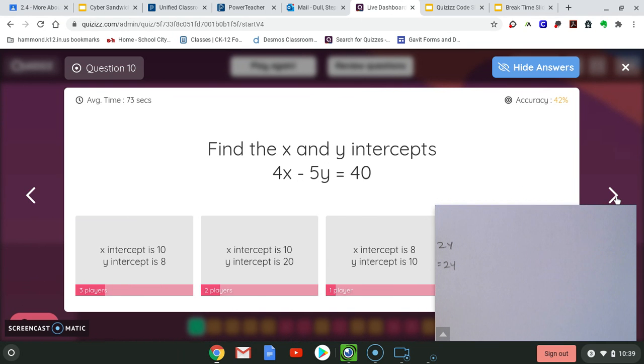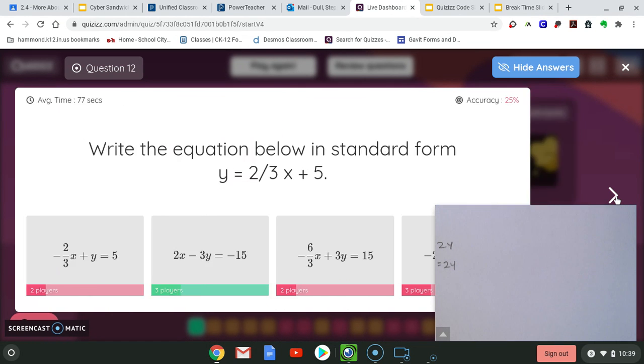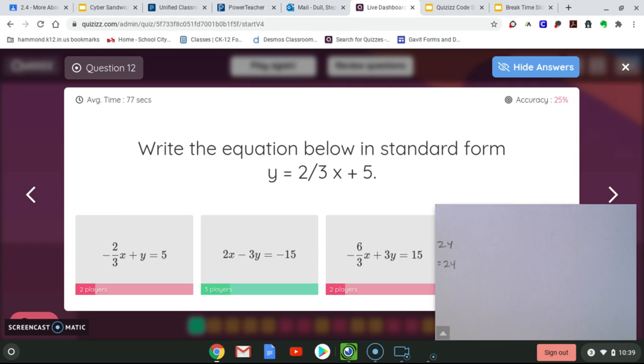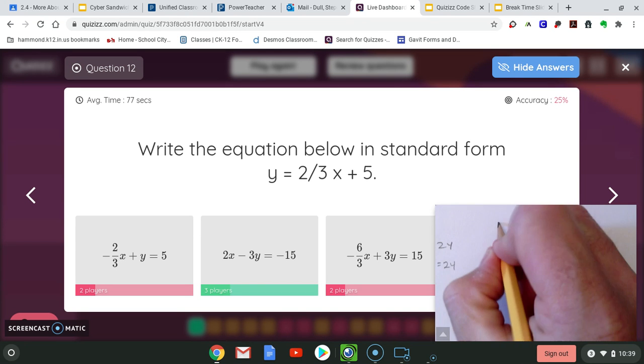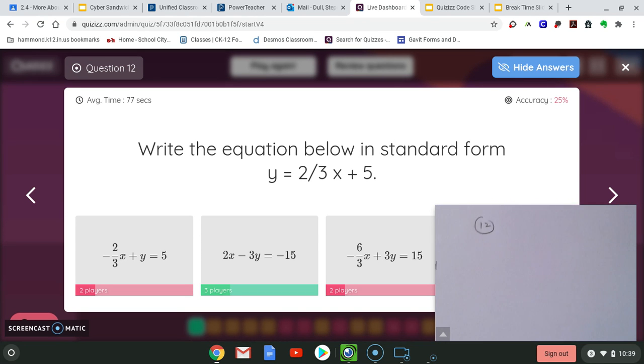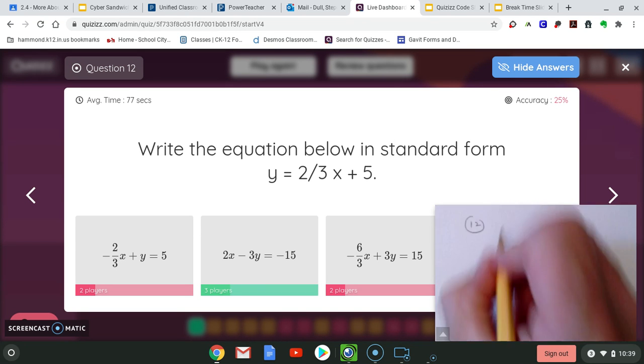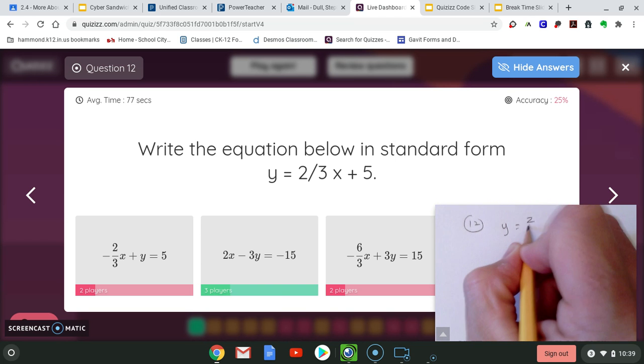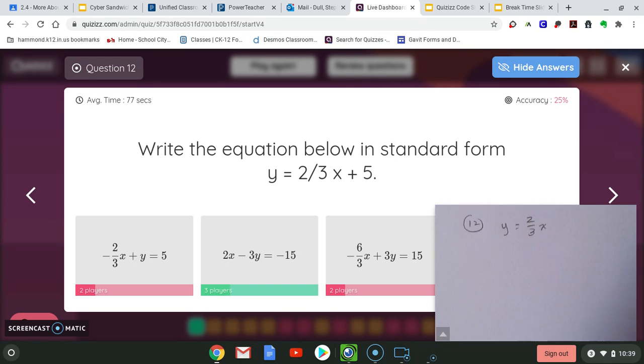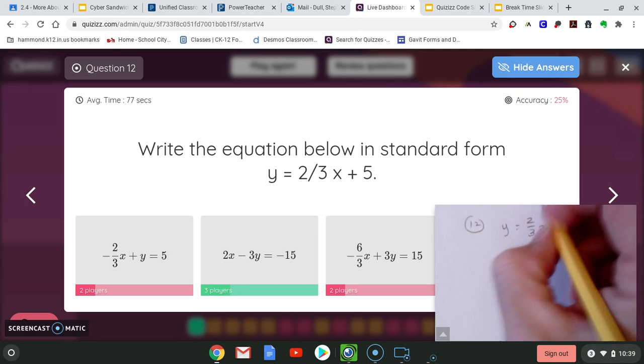So that was working a little bit with standard form. You can be asked to find x and y intercepts. So here's one that was definitely one of the tougher questions in the practice set. We're given a slope-intercept form of an equation, y equals 2/3 x plus 5, and we're asked to write it in standard form.